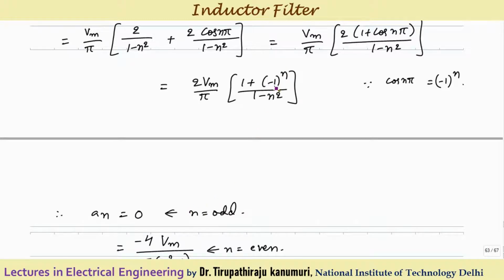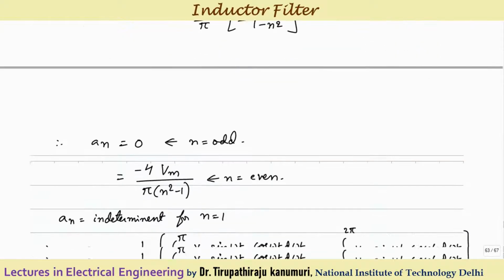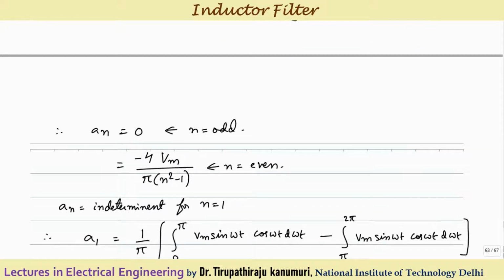When n is equal to odd, this becomes minus 1. 1 minus 1 will be equal to 0. Numerator becomes 0, so entire an becomes equal to 0. But this will violate for the case n is equal to 1. When n is equal to 1, you can see both numerator and denominator becoming 0 by 0. 0 by 0 is indeterminate. So let us calculate it separately.